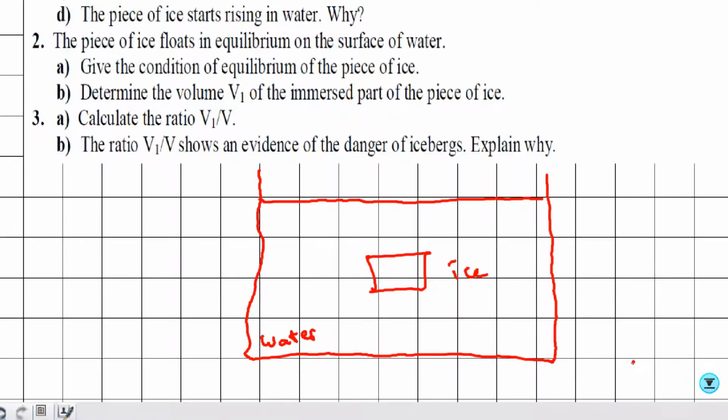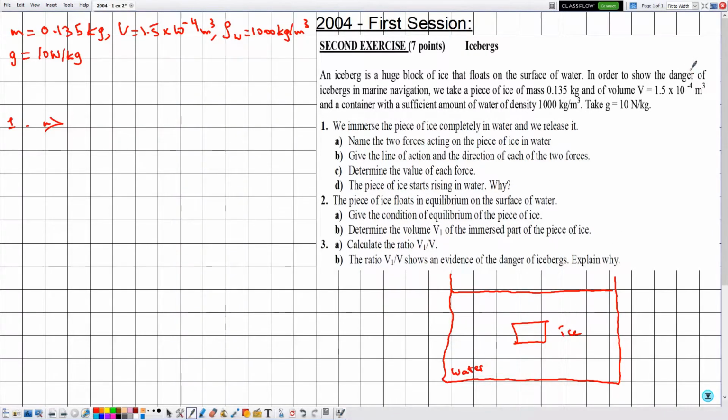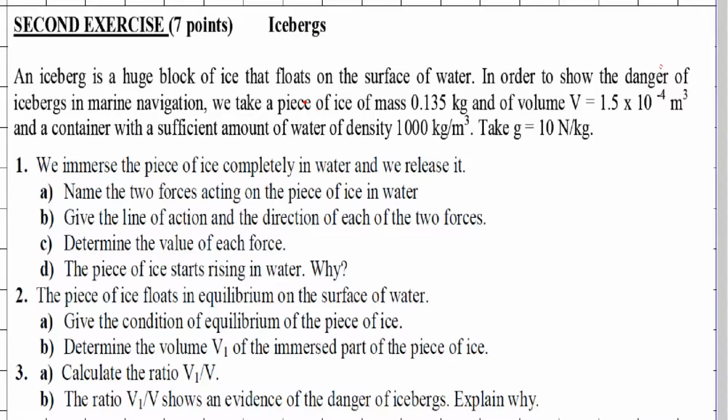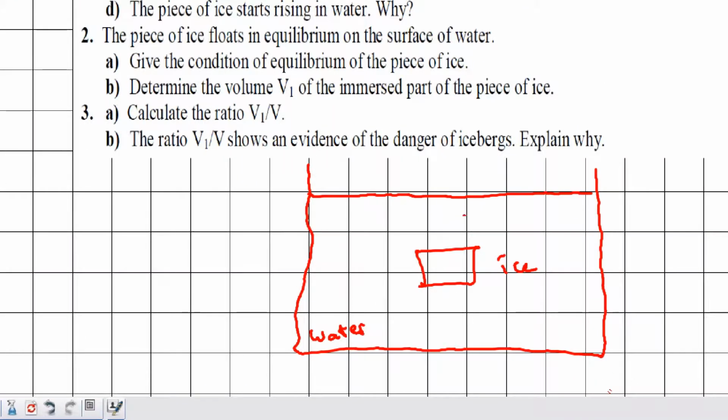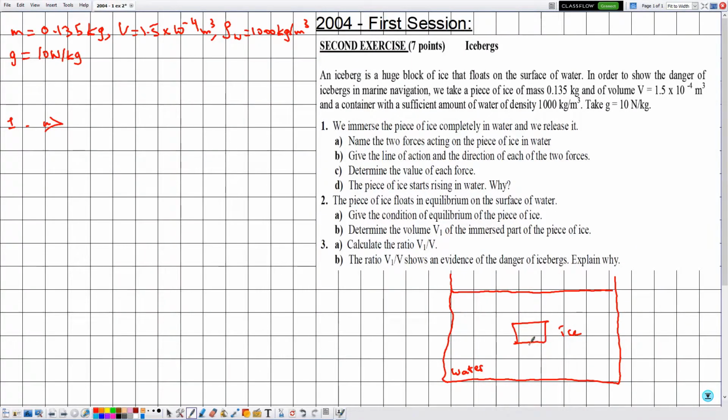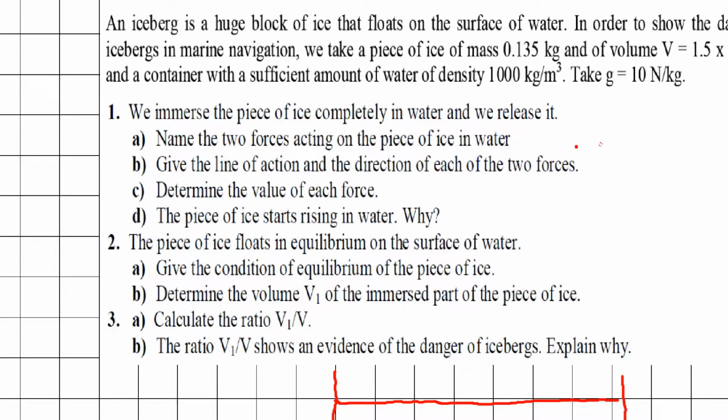Notice that till this moment the piece of ice is not at equilibrium because they didn't mention anything. So here in the text they are telling me it's floating on the surface of water, but yet in this case we don't know. So they didn't mention anything about the flotation of the piece of ice. So what we know is that now the piece of ice is immersed inside the water and is being released. Now part A, name the two forces acting on the piece of ice in water.